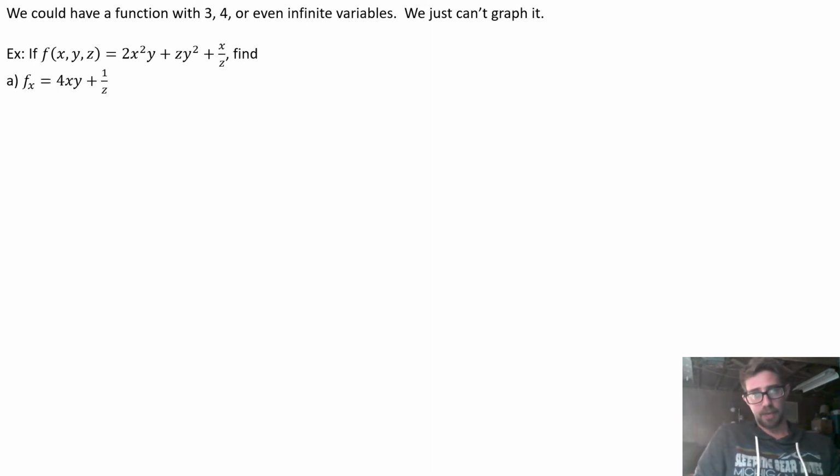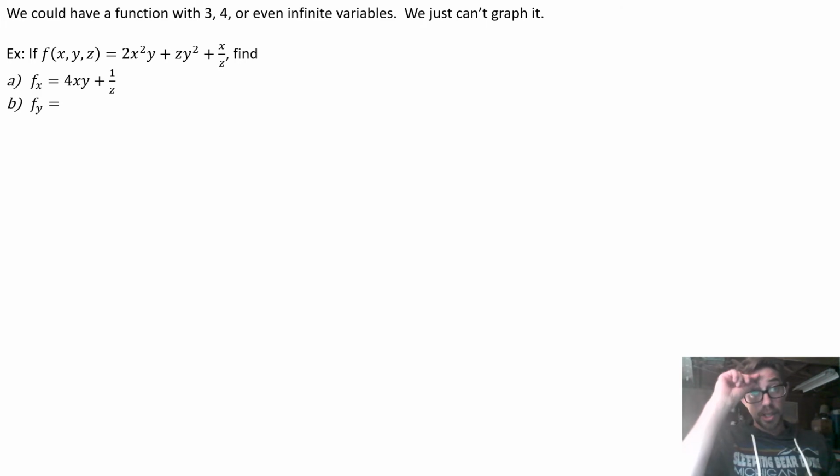That's it. 4xy plus 1 over z. So see, not harder. Fy, okay, let's see. 2x squared is a constant, so the derivative of a constant times y is just a constant, so that's just going to be 2x squared. The derivative of zy squared is going to be 2zy, because the z comes along for the ride, and the derivative of x over z is 0. Right? 2x squared plus 2zy.